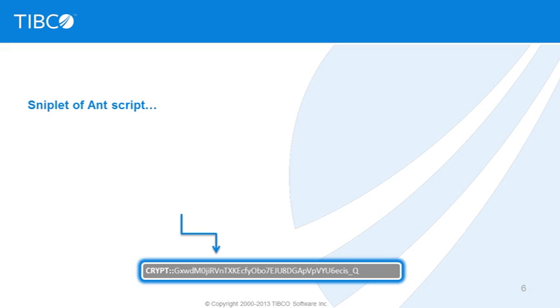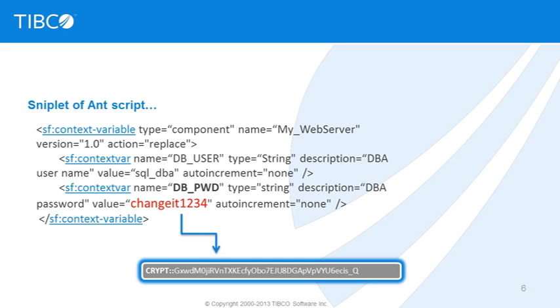Now let's go back to the original problem of the DB password, for example, being hard-coded in the Ant script. So how do we use the encrypted password that we just generated? Well, we just simply replace the original value of DB password of change it 123 by its equivalent form of crypt colon colon and whatever encrypted output.